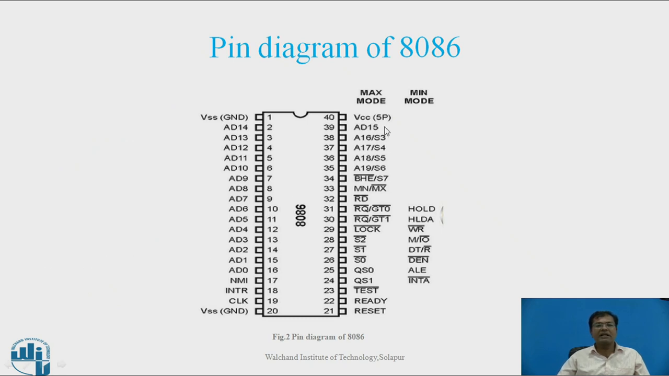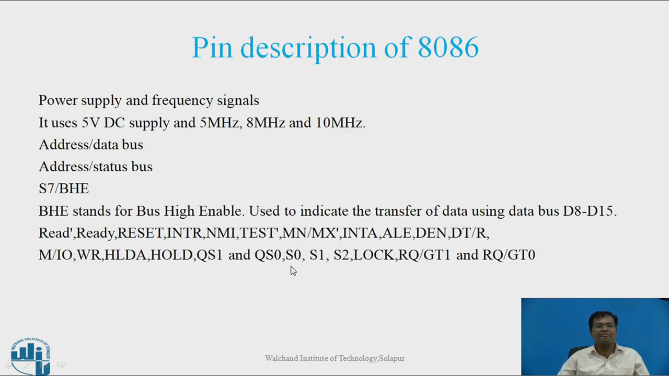So this is the pin diagram of 8086. This is a 40 pin IC. We'll see all these one by one. It has power supply and frequency signals. It uses a 5 volt power supply and frequencies of 5 megahertz, 8 megahertz, 10 megahertz, at which it can operate.